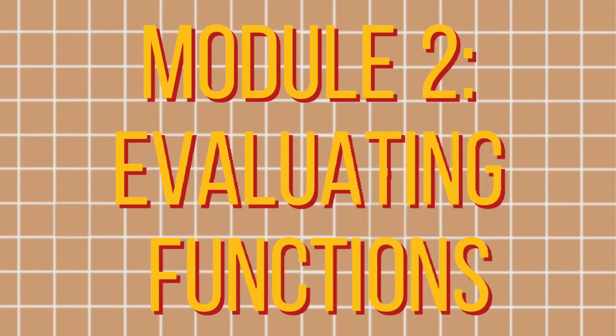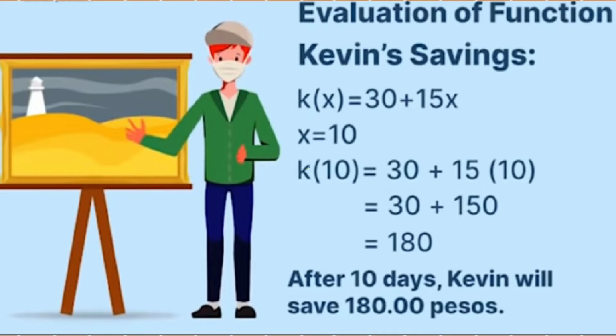Module 2, Evaluating Functions. Similarly, we do that when we evaluate functions. Let us go back to our previous situation. Suppose we want to know Kevin's savings after 10 days. We simply take 10 as the value of our x, or our input, and we will use that in our process, or in place of x in our function, so we will have K of 10 equals 30 plus 15 times 10.